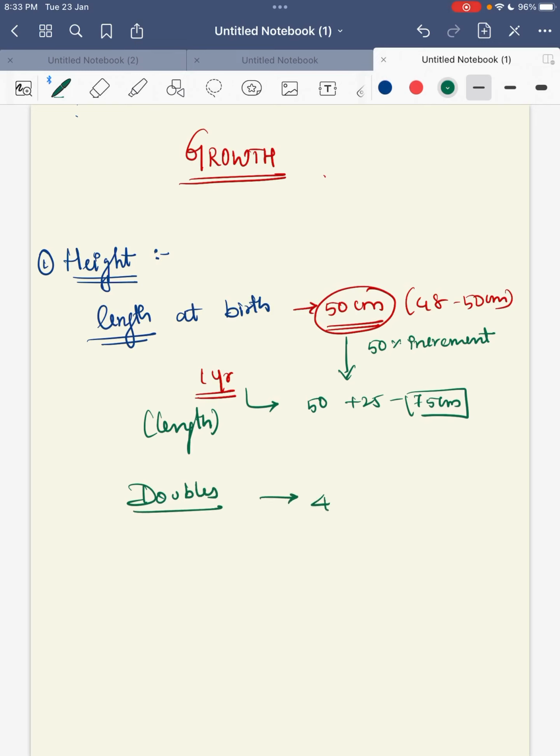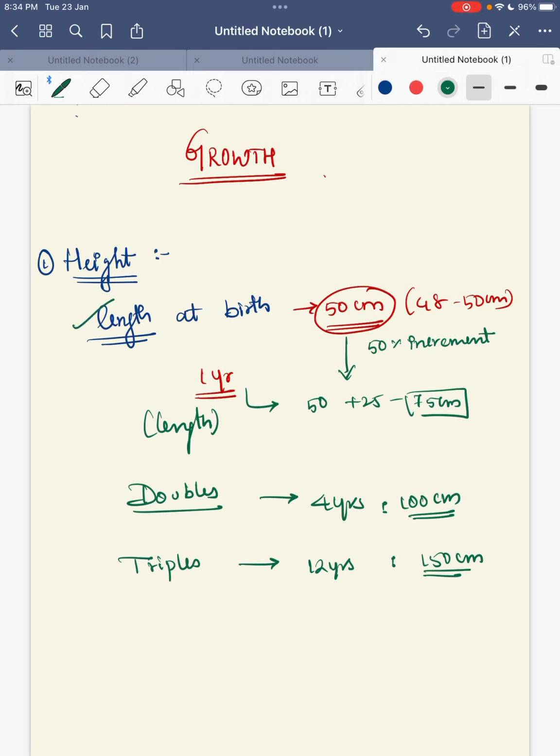When does the height double? It will be doubled by 4 years of age. So on doubling, it is 100 centimeter at 4 years of age. When does it triple? It triples by 12 years of age. Tripling meaning it is 150 centimeter. This all can be asked in your NEET PG questions also.